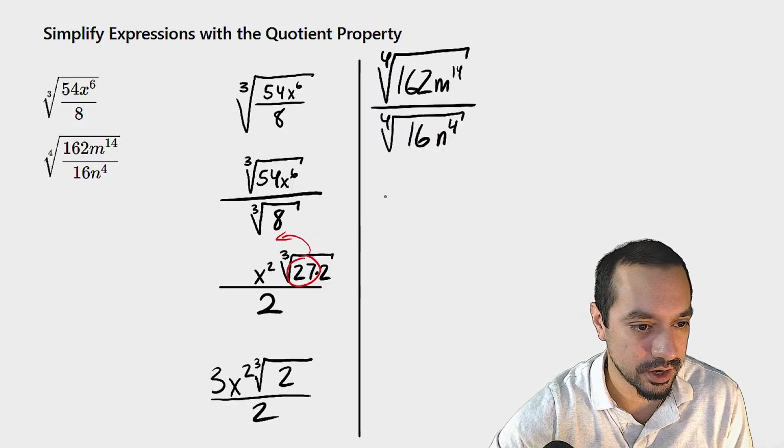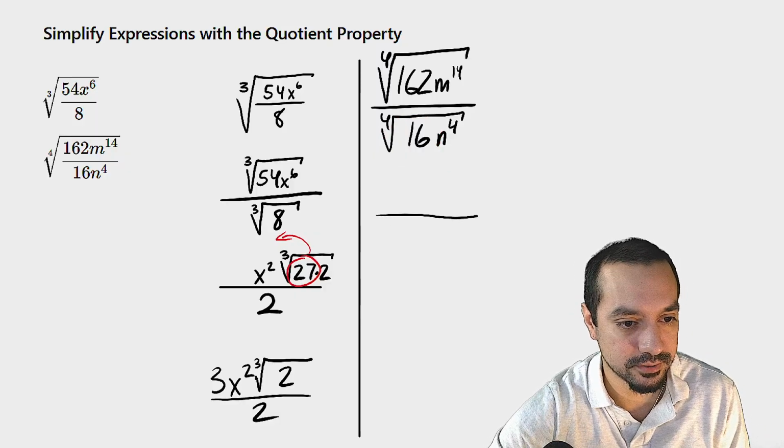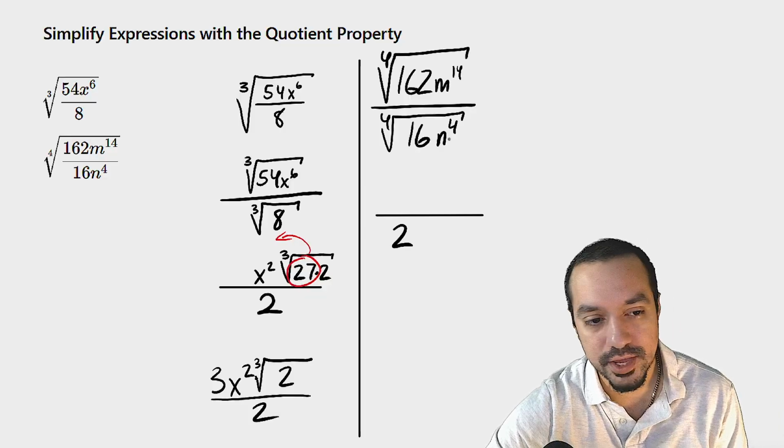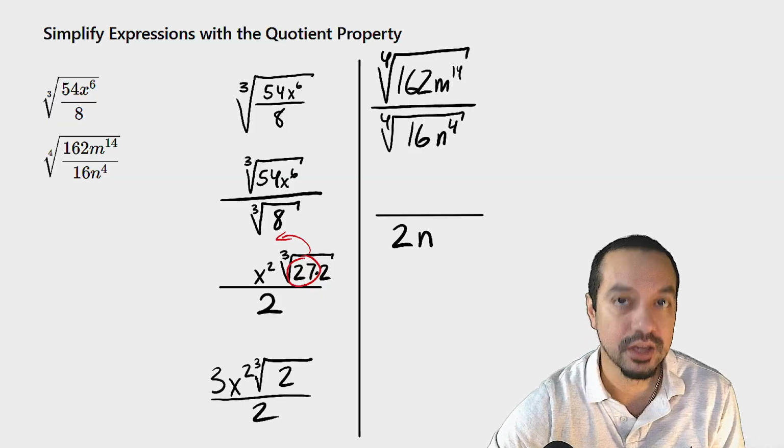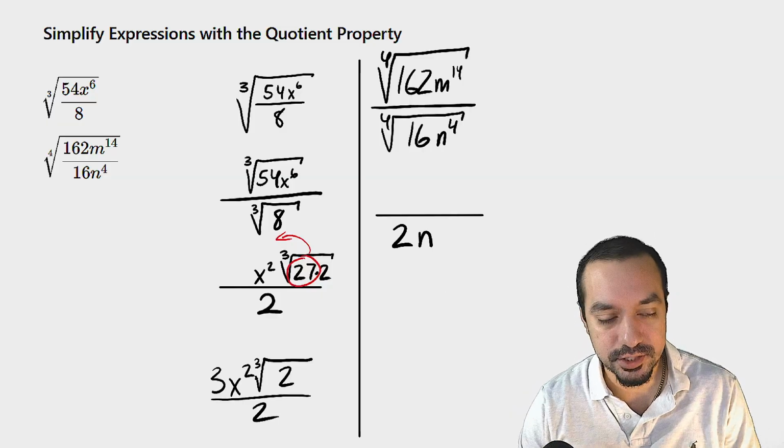So I'll go ahead on my next line here and simplify that. I'll pull that 2 out. I also know that n to the 4th, if you take the fourth root of that, is just going to pull n out. My denominator is finished. Now I just need to focus on the numerator.